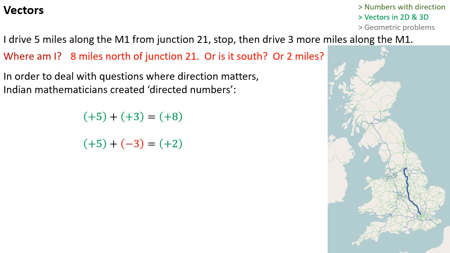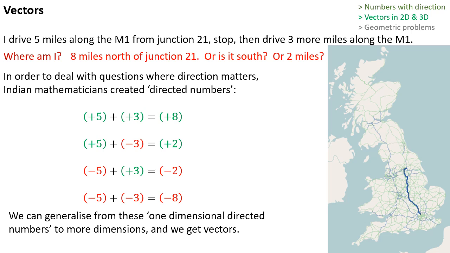But if we're going 5 miles north and 3 miles south, that's going to give us a different result. And of course, if we go 5 miles south, followed by 3 miles north, we'll end up further south than we started. And the extreme version, where you go south both times, you end up 8 miles south. Now, the generalized version of what we've got here are called vectors. We can think about these in not just one dimension, but in 2 or 3 or even more.